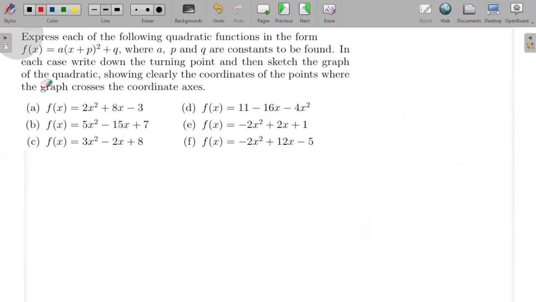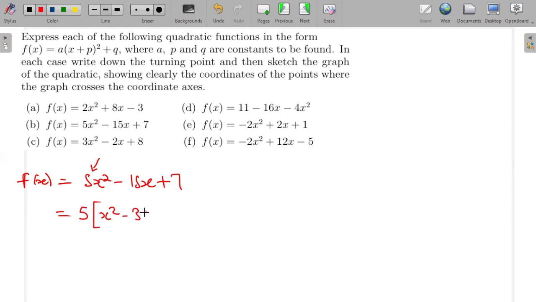So B, we first complete the square, right? Okay, so B, we have f of x is equal to 5x squared minus 15x plus 7. So I said the first thing, to complete the square, you always have to make sure that the coefficient of x squared is positive 1. So I'm going to factorize the 5. If I factorize it from the x squared, I also factorize it from minus 15x, even from the 7. So if I factorize it from the minus 15, I get minus 3.